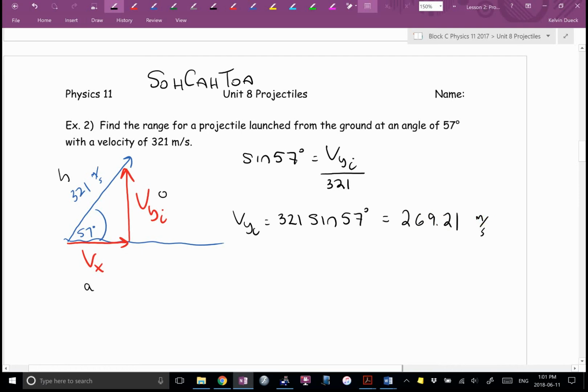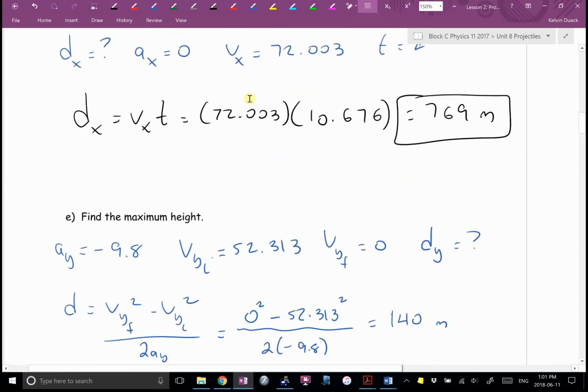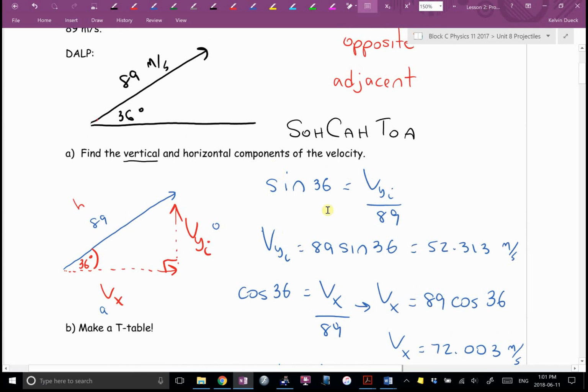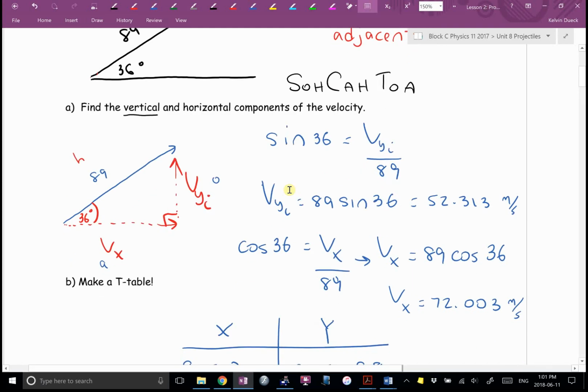Mr. Dulac? What, Dylan? I noticed Vy here was sine. Yeah. Will it always be sine? If we're launching from the ground upwards, yeah.